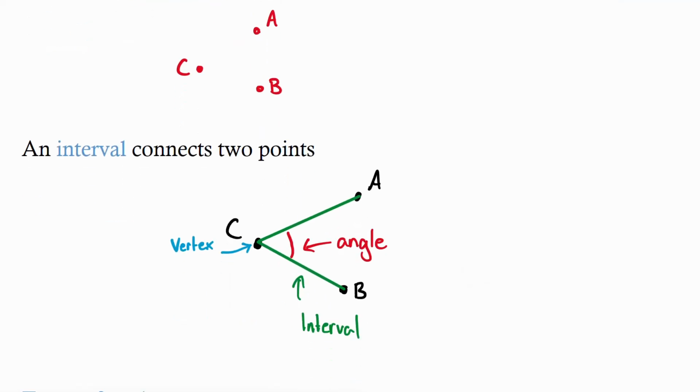It's essentially the line. Now, if you have multiple intervals, such as the 2 green lines, they form what we call an angle between them. So that's the angle, and then the corner point is what we call the vertex. So there's a lot going on there. A point is essentially the dot. An interval is the line connecting the dots. The angle sits between 2 intervals, and the vertex is where 2 intervals meet, that corner point.